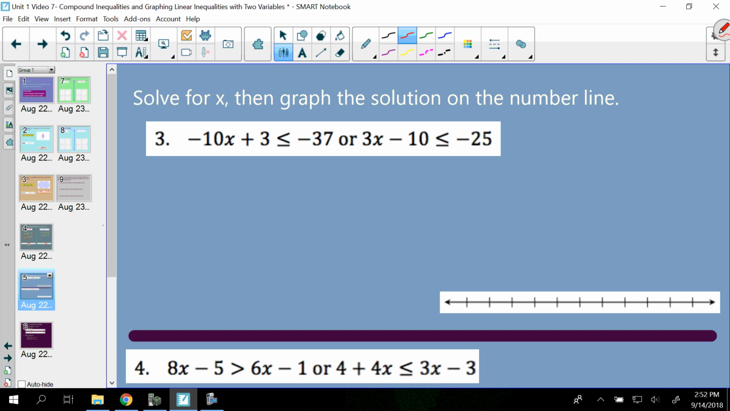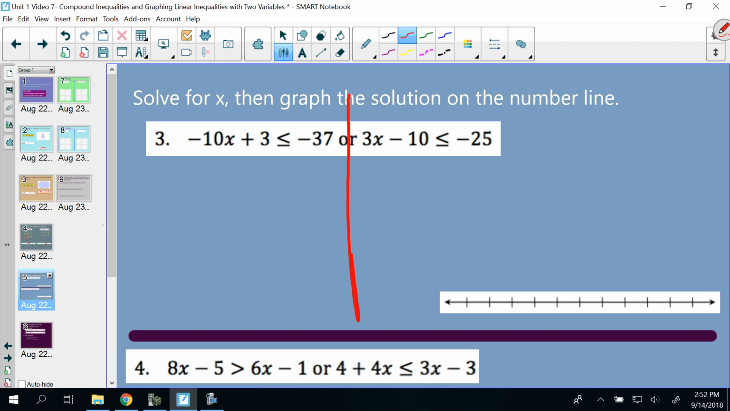Some of these OR ones now, when we're doing those ones, you almost think of it as 2 separate problems here. We want to solve both sides. So first one we're going to solve here, what would this solve out to be? So do like you normally do, subtract 3 here, giving us negative 10x less than or equal to negative 40. Now divide by negative 10.